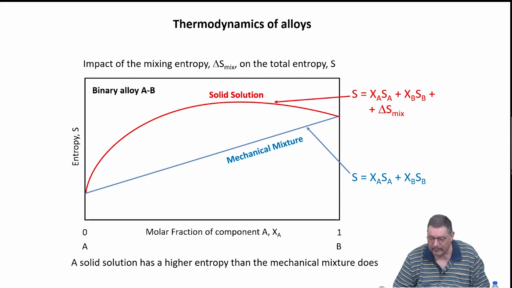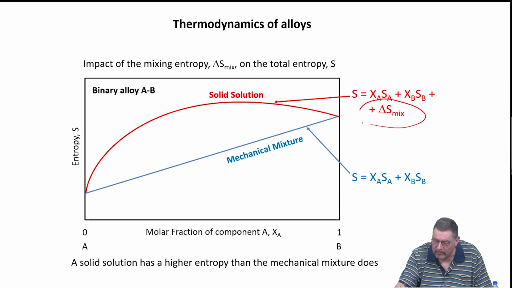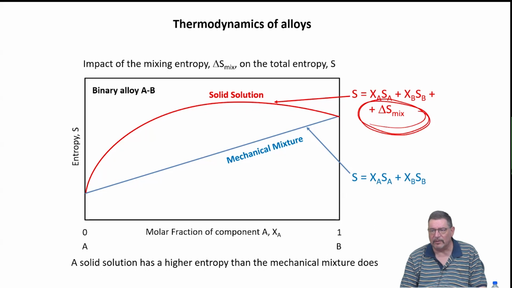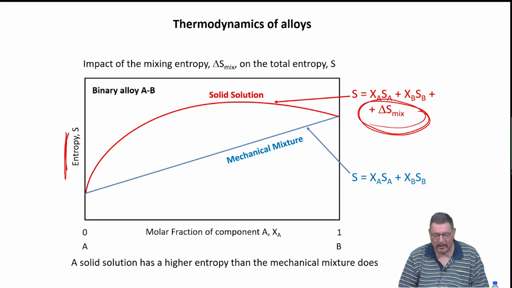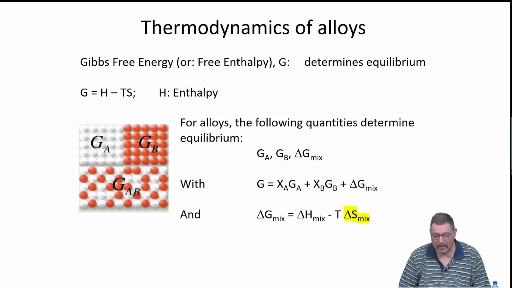In real materials, when you mix atoms, you get a term which is not included in the mixing of billiard balls, which is by the interaction of atoms, because they have interaction potentials. And this is the mixing entropy term if you just look at the entropy. Obviously, the solid solution has a higher entropy than the mechanical mixture does. And this is how it's calculated.